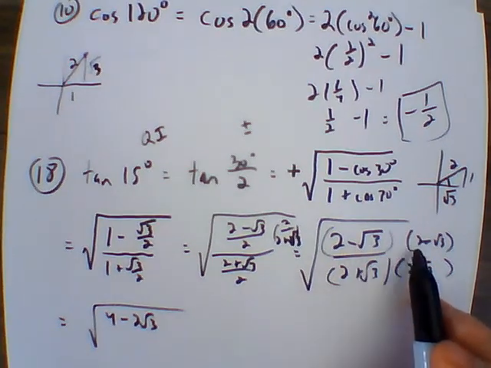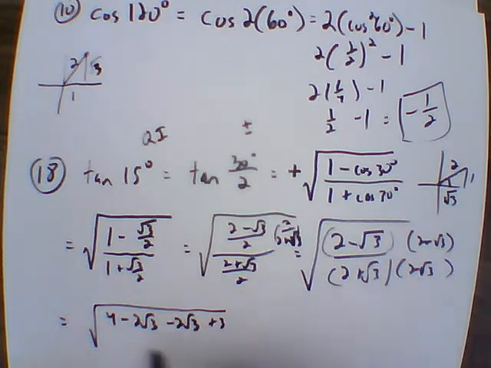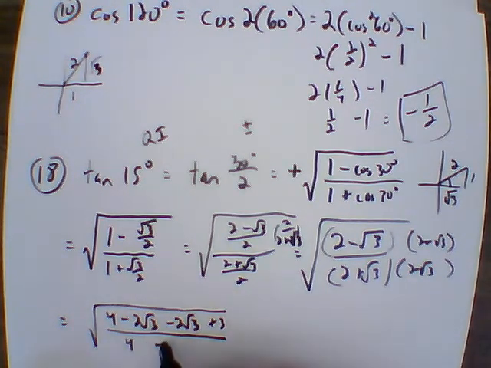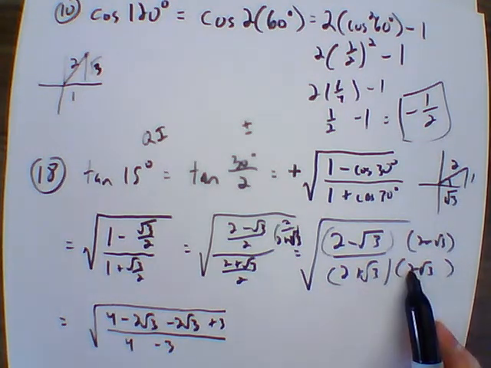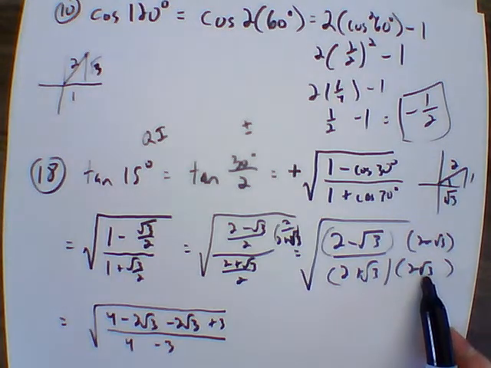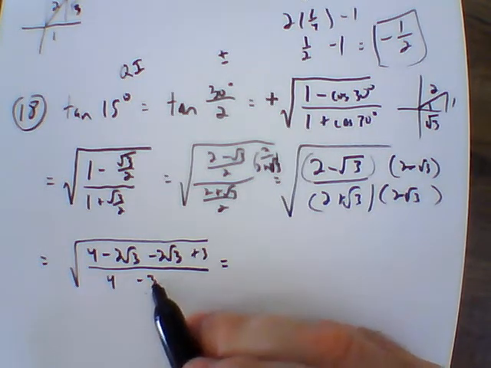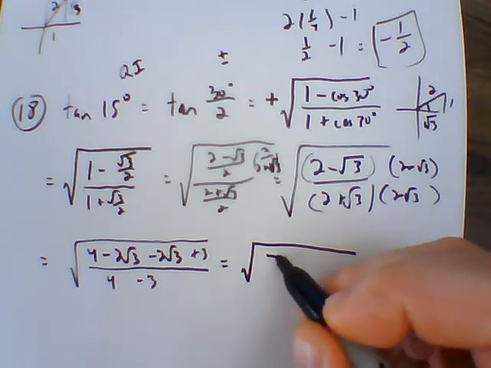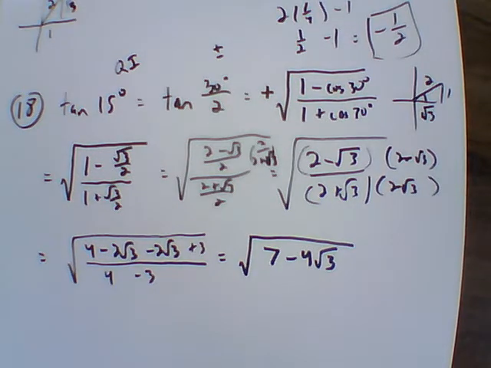And then that negative root 3 times 2, so minus 2 root 3, negative root 3 times negative root 3 would be plus 3. All over, here we have 4 minus 3. Because once again, we get minus 2 root 3 plus 2 root 3, and then root 3 times a negative root 3 would be my minus 3. So we see now that 4 minus 3 is 1. Everything over 1 is 1, so it simplifies itself down. So then we get the square root of 7 minus 4 root 3, and that's how we're going to leave our exact answer.